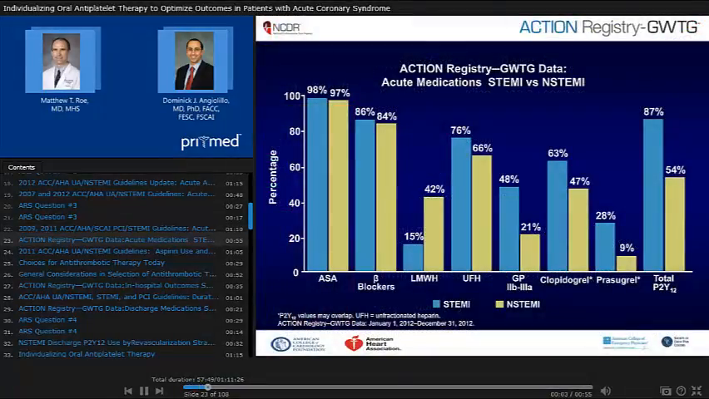Now, when we look at the use of acute medications in the ACTION registry Get With The Guidelines, and we compare and contrast STEMI and non-STEMI patients, focusing specifically on the P2Y12 receptor inhibitors, we don't have data yet on the use of ticagrelor, so we can profile clopidogrel use and prasugrel use. And here we see that 63% of the STEMI patients get clopidogrel, 28% get prasugrel. Some will switch, so these numbers are not mutually exclusive, whereas 47% of the non-STEMI patients will get clopidogrel and 9% will get prasugrel, and total use is shown on the right. So there's far greater use of early P2Y12 receptor inhibitors in the STEMI population, linked, I believe, to the use of primary PCI compared to those with non-STEMI.